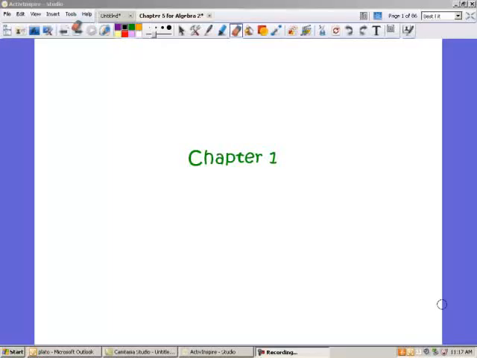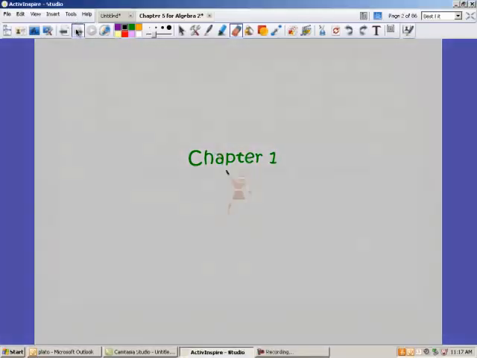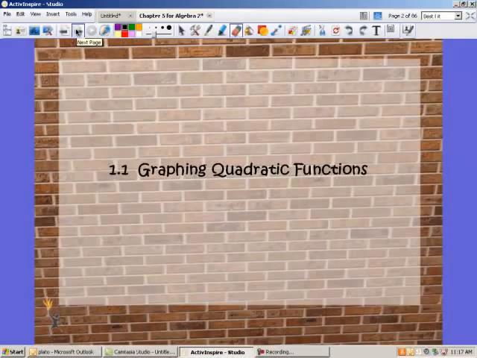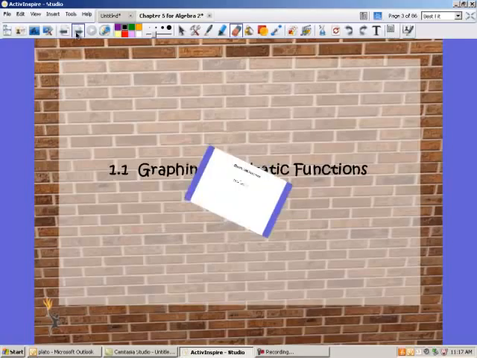Okay, this is chapter 1. Hopefully you went over the calculator video. That will help you in this section quite a bit. So let's begin. Section 1 is graphing quadratic functions, and we're going to get them in a few different forms.